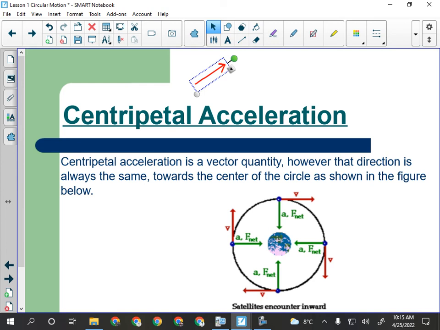All right, so we got the moon going around and around. There's a net force and an acceleration always directed towards the center, and that's what keeps the object turning and going in that circle. Does that ring a bell from before?